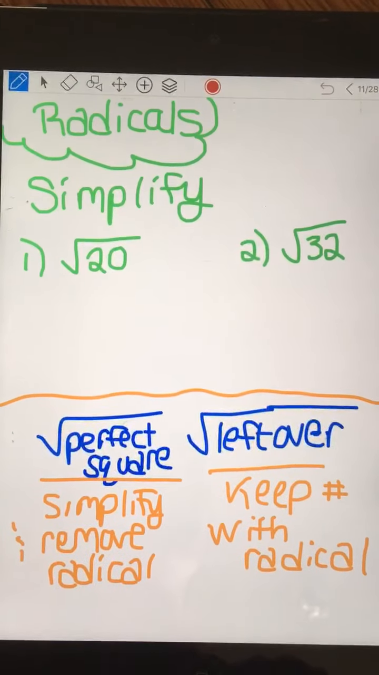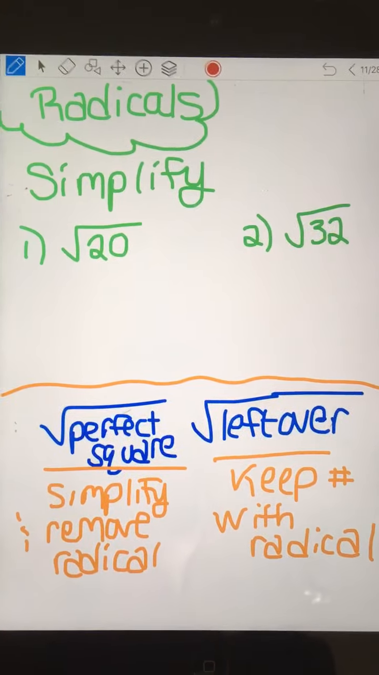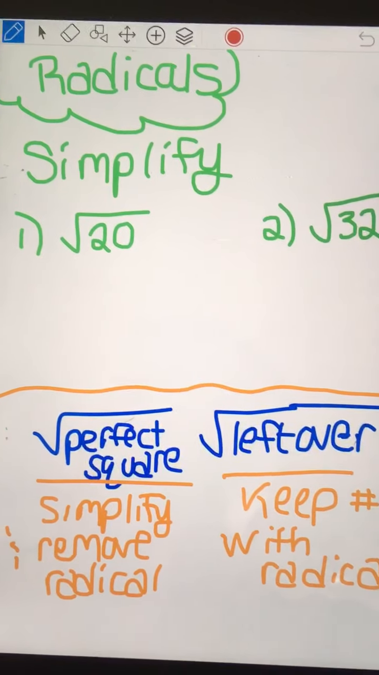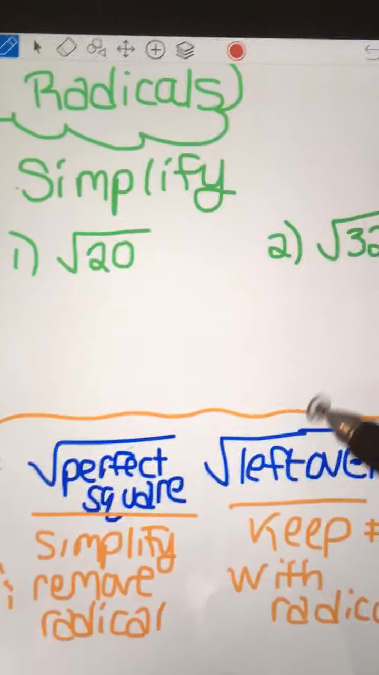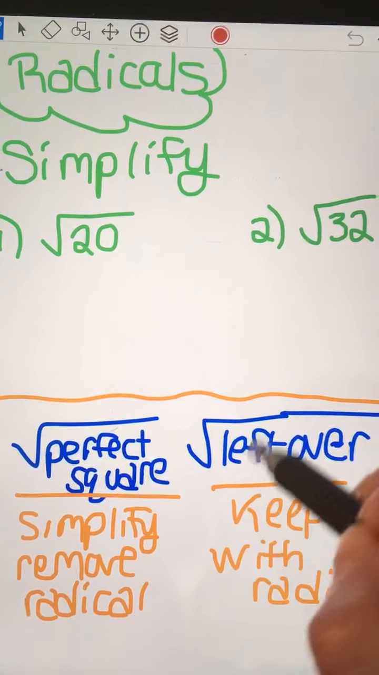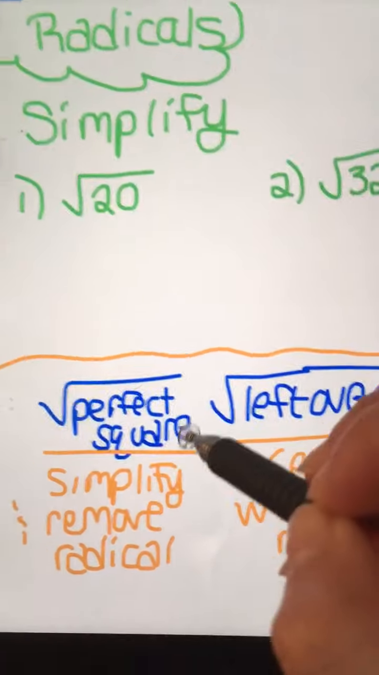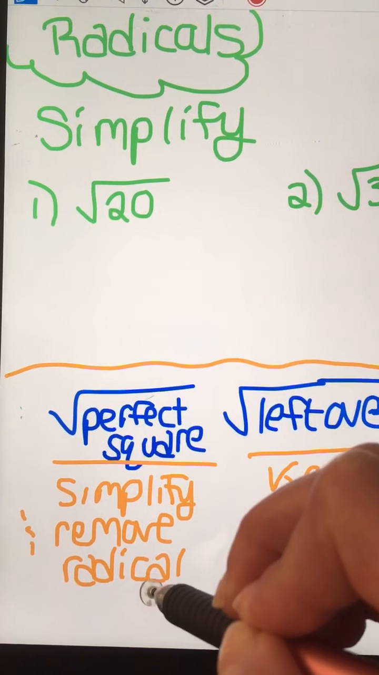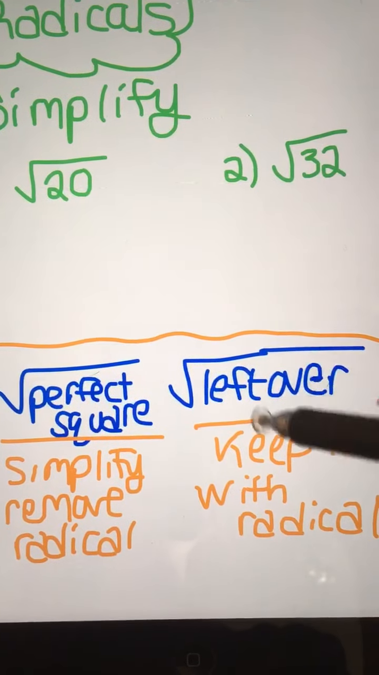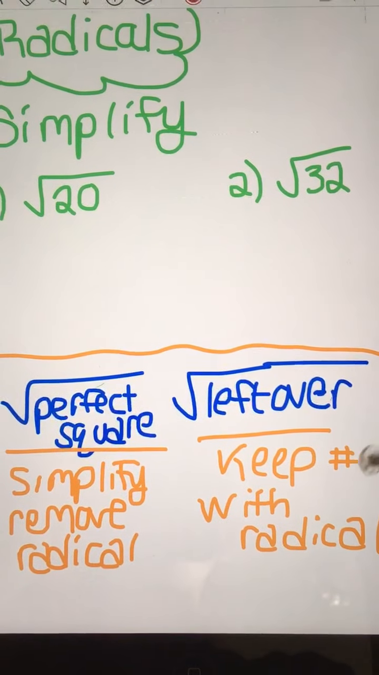Guys, so I just wanted to make a quick video about simplifying radicals for you, which is our next topic. Basically our strategy will be to rewrite the number in terms of a perfect square times another number that's not perfect. And what we will do is simplify the perfect square and remove the radical sign, and then we'll keep this exactly as it is. Keep the number with the radical around it.